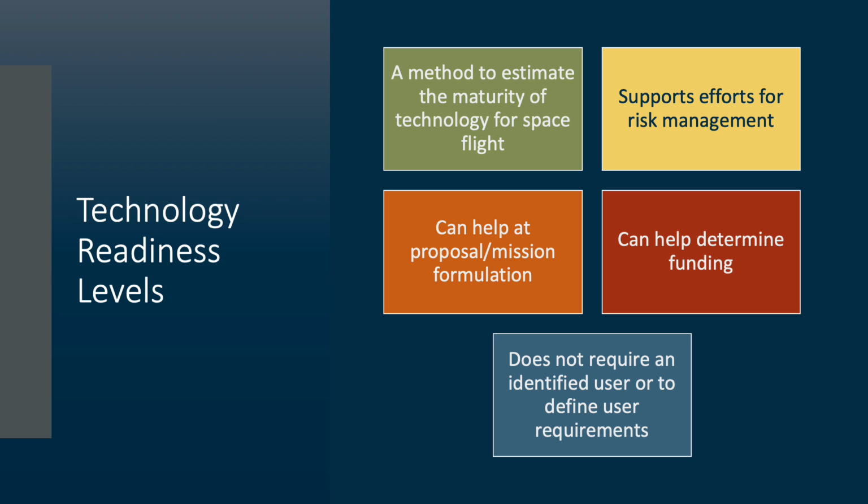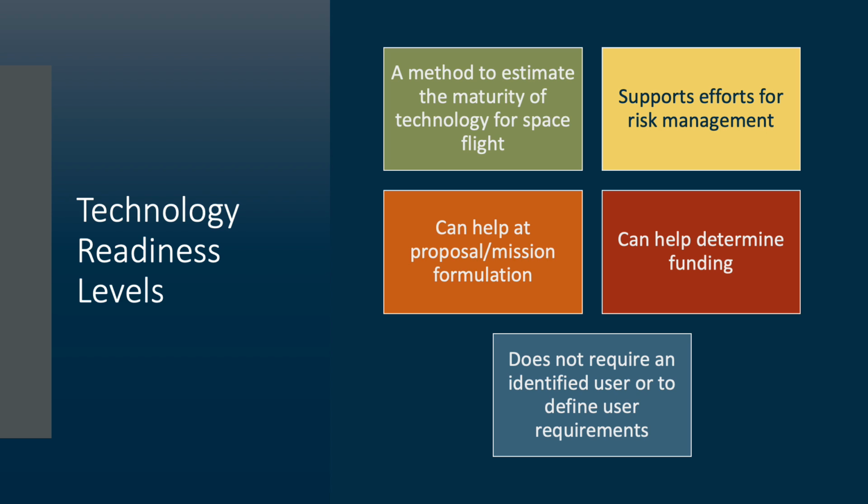This helps enable risk management, as you can look at a piece of hardware and know fairly well if it is going to work in space. The TRLs can then help at the mission and proposal formulation and planning stages, as they can tell you if the hardware or software will allow you to get the required observations. If the technology is not at a level ready for spaceflight, then development funds may be required to ensure success at launch.